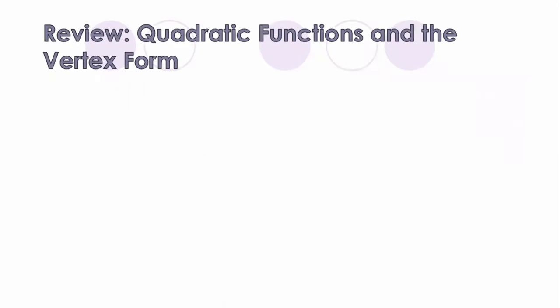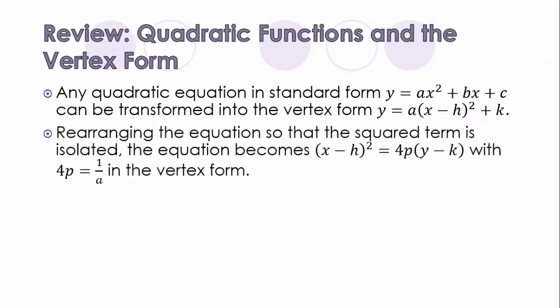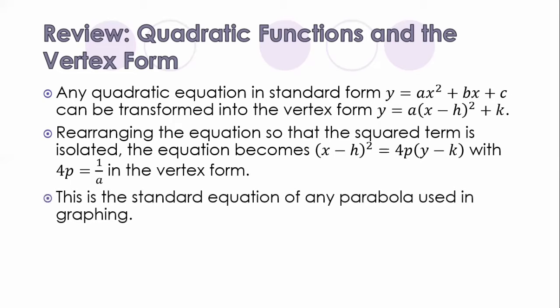And now, we are going to review the quadratic functions in the vertex form. Any quadratic equation in standard form, y = ax squared + bx + c, can be transformed into the vertex form y = a(x - h) squared + k. Rearranging the equation so that the squared term is isolated, the equation becomes (x - h) squared = 4p(y - k), with 4p equivalent to 1 over a in the vertex form. This is the standard equation of any parabola used in graphing.